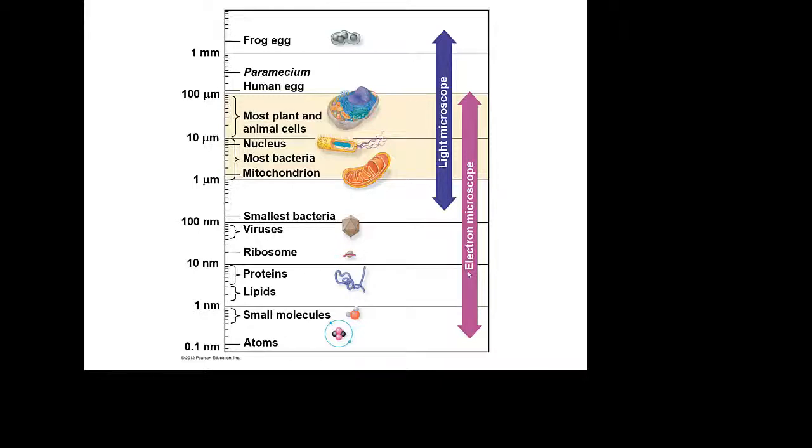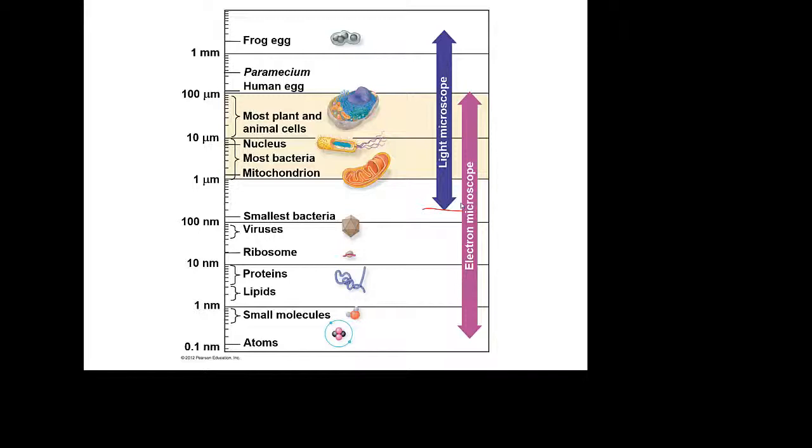So here's our light microscopy range. You can look down to some of the smallest bacteria with a light microscope, and certainly everything in between. All of the organelles, or the parts inside your cells, we can see all of those. We can see many bacteria, and so on.